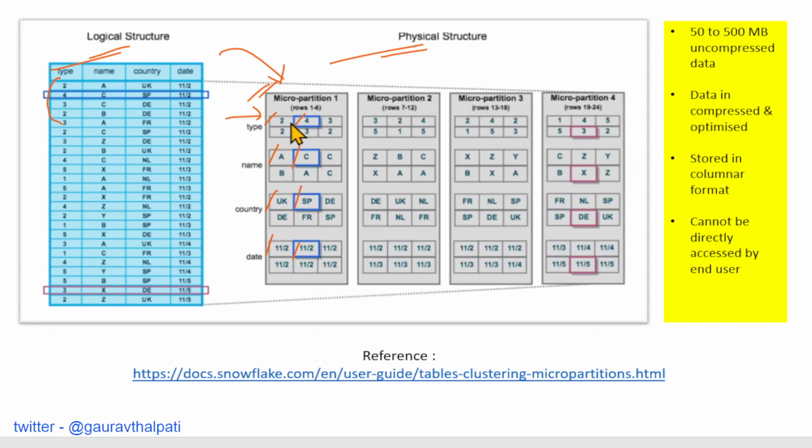Now, how does columnar storage help? This is not specific to Snowflake, but applies to any other columnar database. It helps you in two ways. One is that a particular column has the same data type. Let's say this type column is all integer or numerical. Similarly, name is all, let's say, varchar or string.